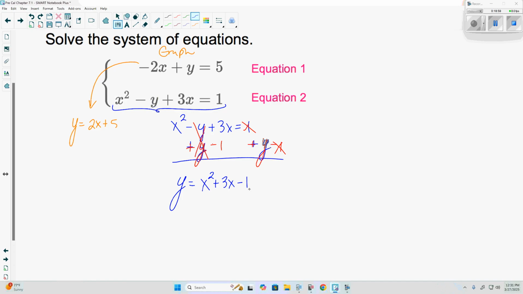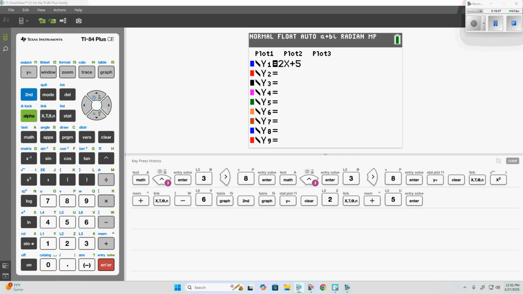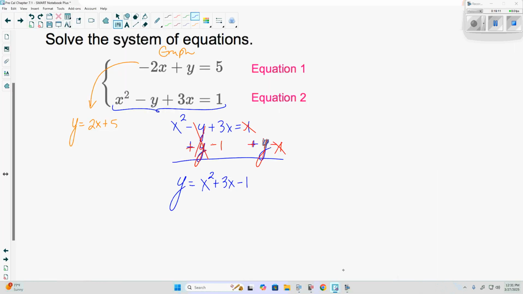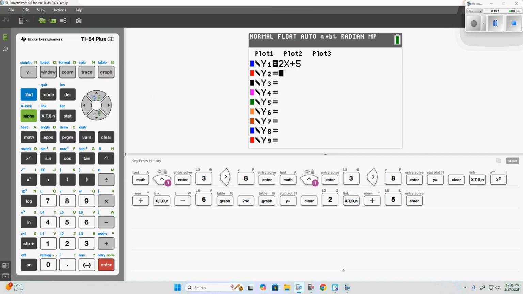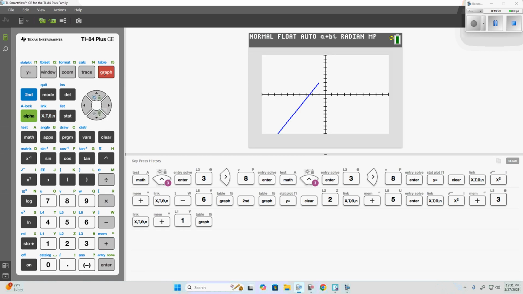And now that we have them both as y equals, we can come over to the graphing calculator. Say 2x plus 5. I got that right. Yep, 2x plus 5, x squared plus 3x minus 1. And we can tell the graphing calculator to graph this here. And again, we're looking for intersections. We're looking for where they cross.